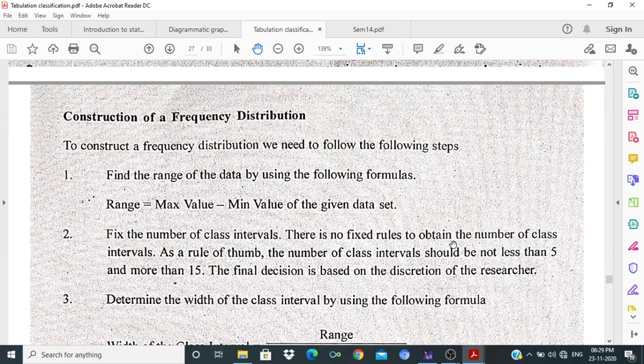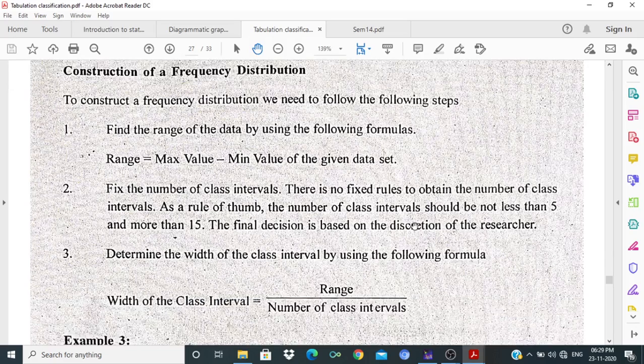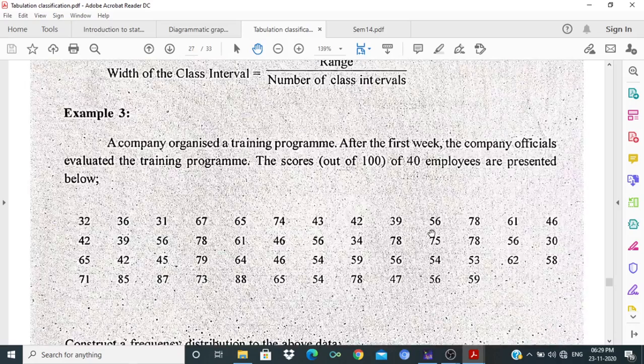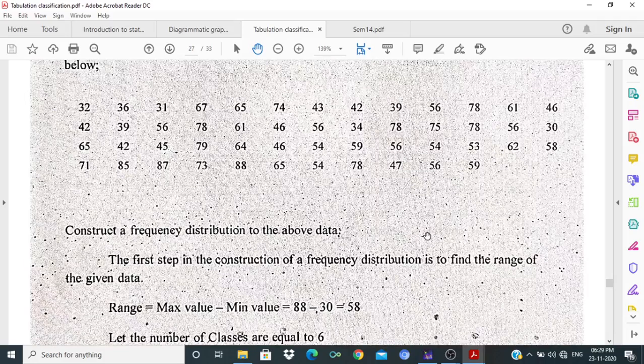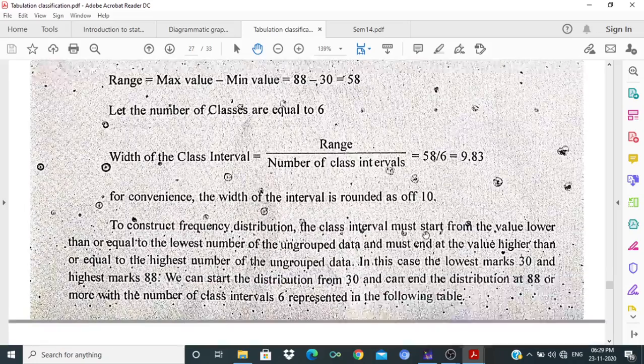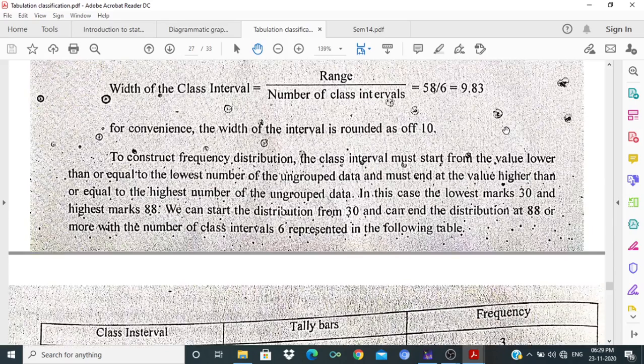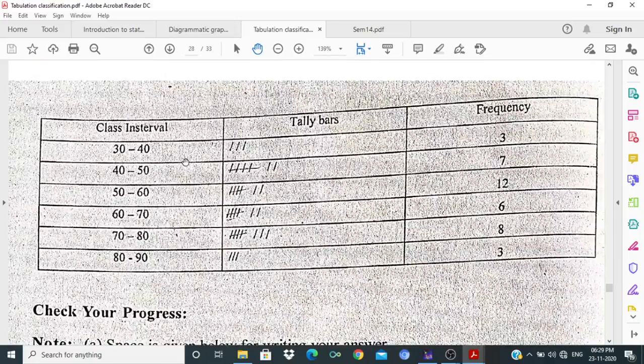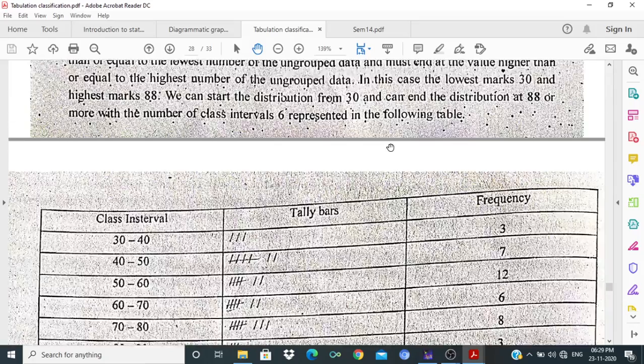Here, for the construction of a frequency distribution table, find the range. We have to find the class width, decided by range divided by number of class intervals. The number of class intervals also must be carefully decided. There should not be less than 5 classes and more than 15 classes. This is one example for constructing a frequency distribution. Approximately 9.83 means we round it off, so the class interval is 10 here.